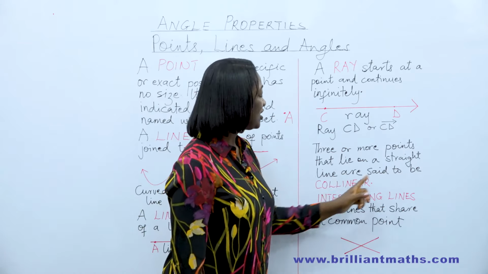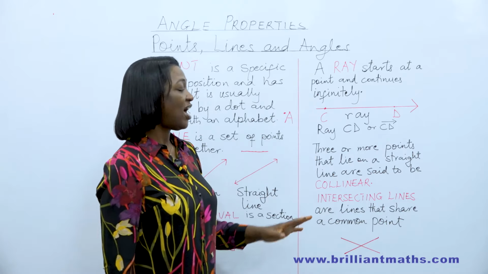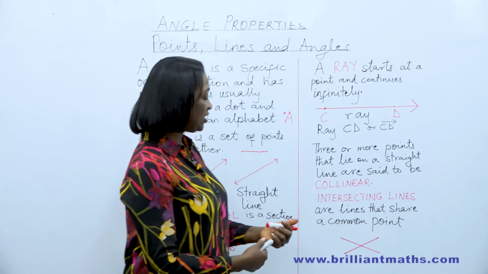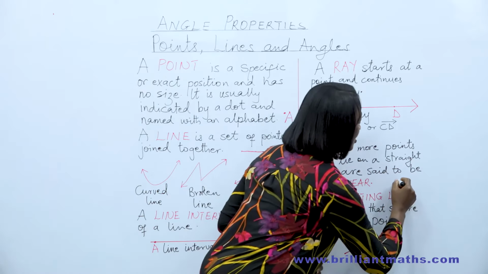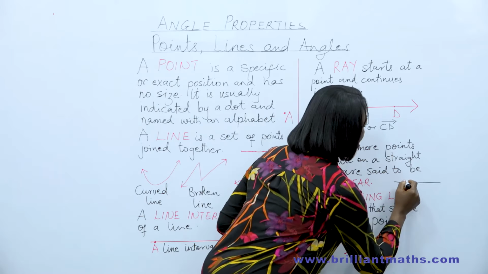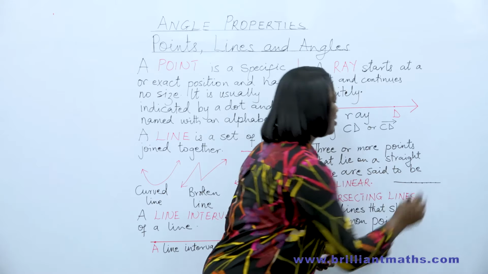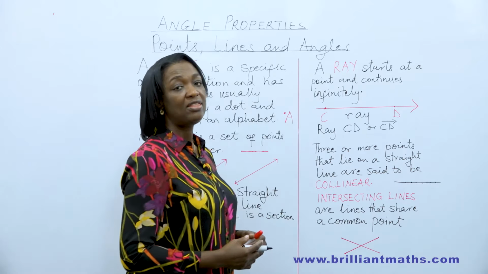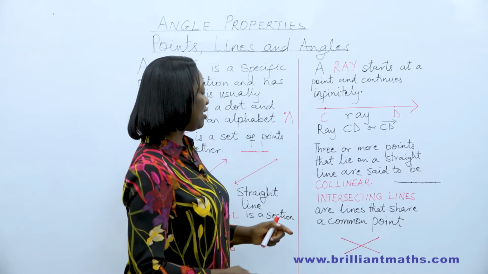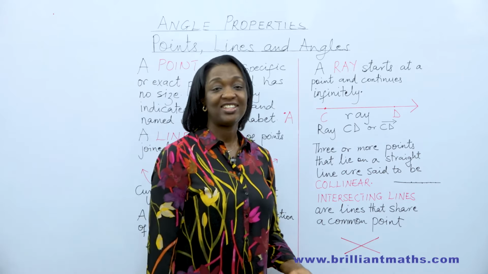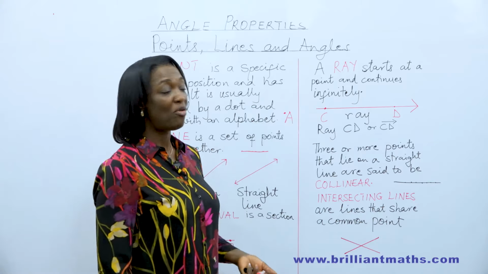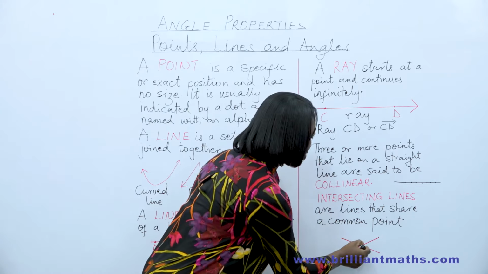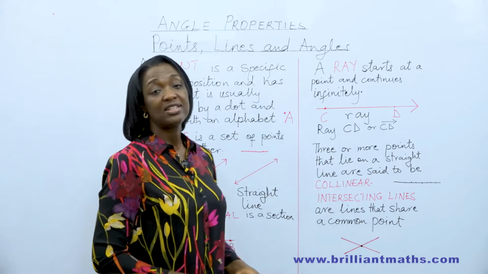Three or more points that lie on a straight line are said to be collinear. So collinear points are points that lie on a straight line. So when 2, 3, or more points are on a straight line, then they are said to be collinear. Then we have intersecting lines. Lines that have a common point. Lines that meet at a particular point are said to be intersecting.